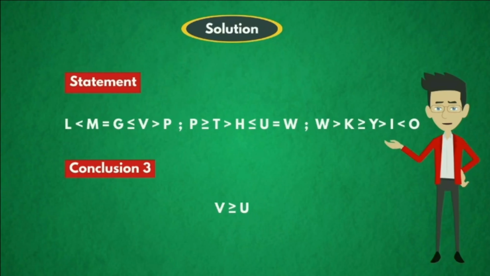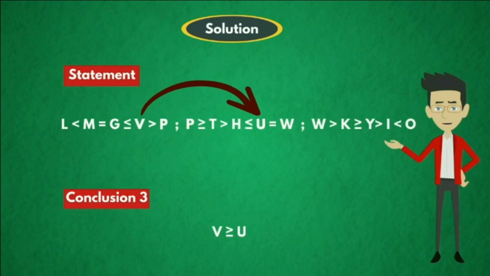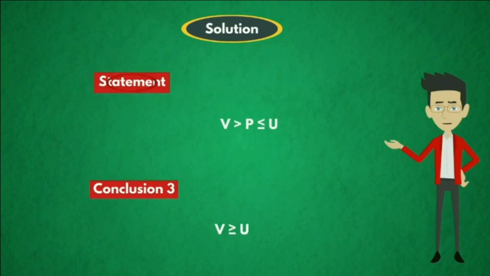Conclusion 3. V greater than or equal to U. Here in the statements, we don't have a direct relation between V and U, but we combine V greater than P and P less than or equal to U. Here we have a relation from V to P and P to U. So we will get a relation from V to U. In this statement, P less than or equal to U. So here V greater than P less than or equal to U. So we can directly write this V less than or equal to U. But in the conclusion, it is V greater than or equal to U. So conclusion 3 is false.